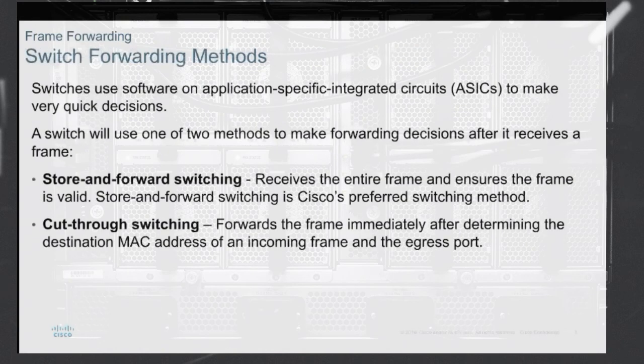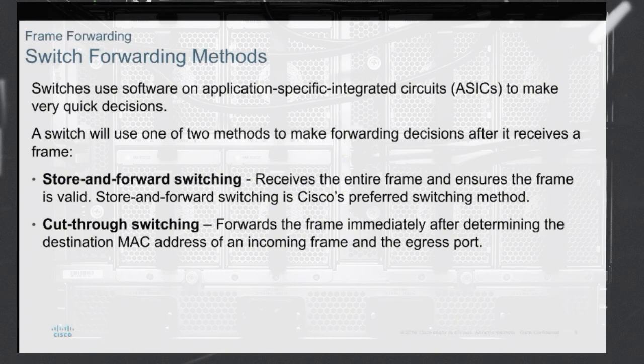Now let's consider the switching forwarding methods. There are essentially two methods. Switches use software on, say, application-specific integrated circuits known as ASICs to make very quick decisions. It will use either of the two methods as shown in the slide. The very first method is named store and forward, and the second one is cut-through switching.